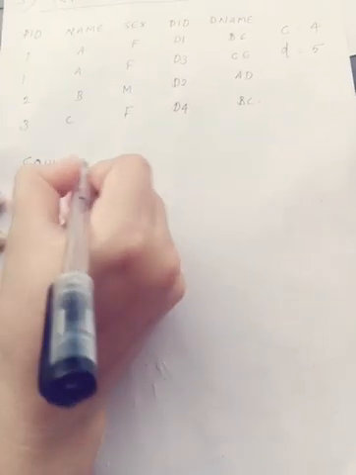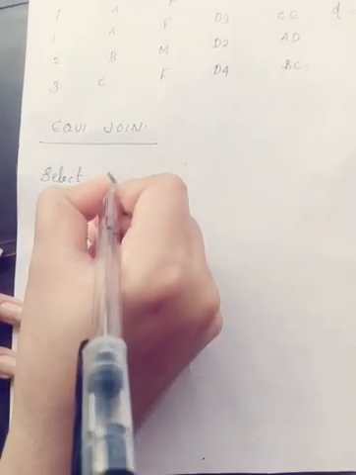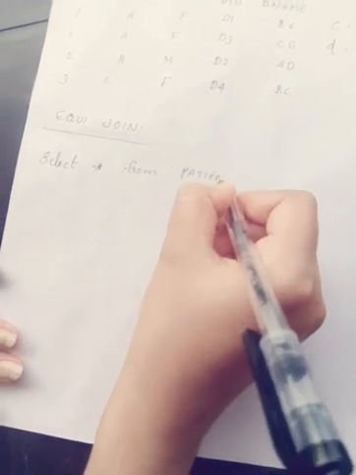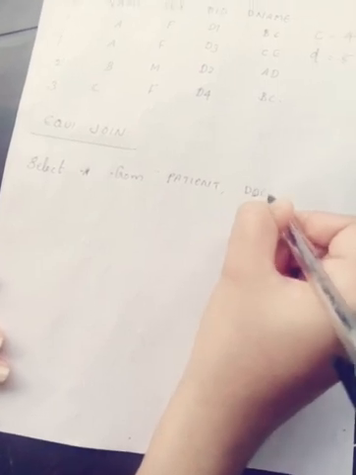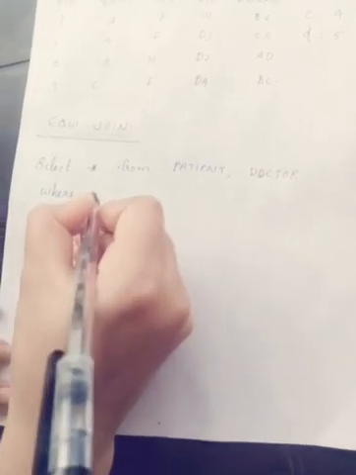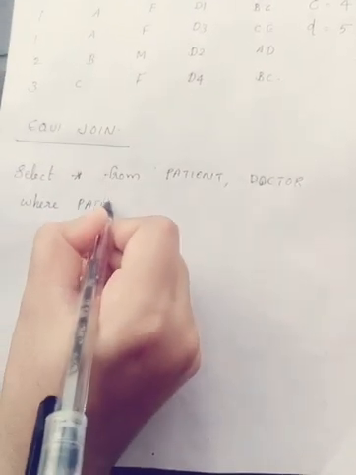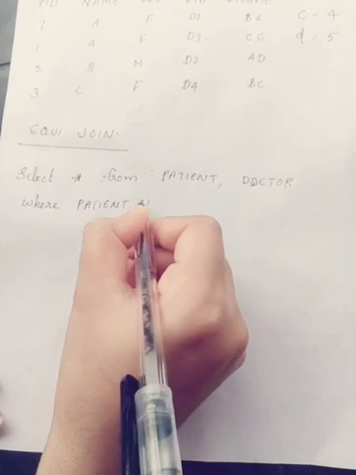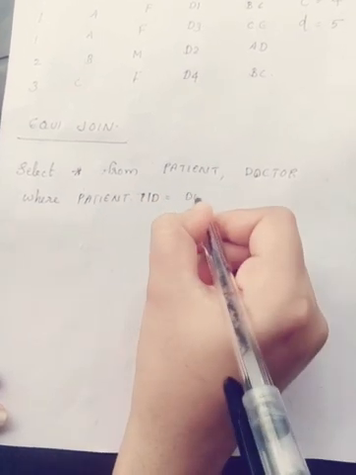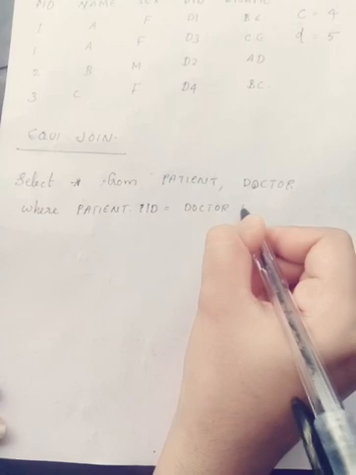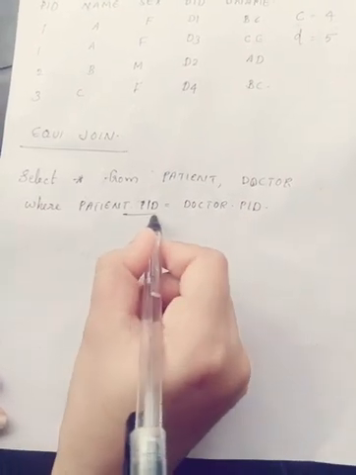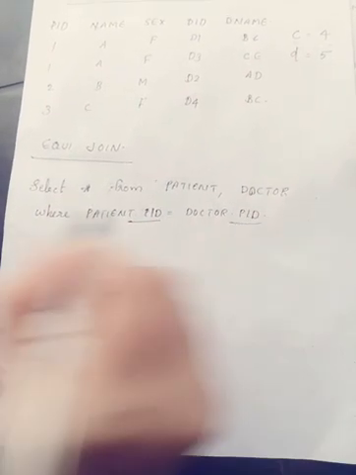And the syntax of equijoin is: select star from patient, comma, doctor, where patient dot PID is equal to doctor dot PID. Here this is the primary key of the first table, and this is the foreign key of the second table.